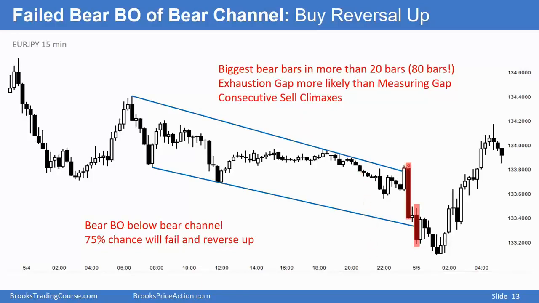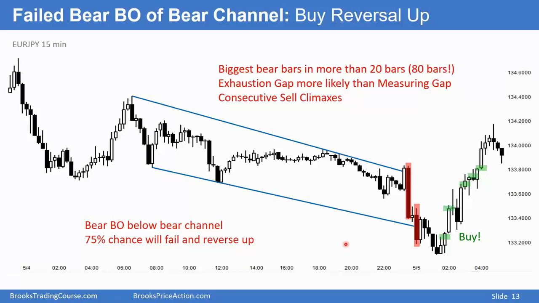The biggest bear bar in more than 20 bars, in fact the biggest bear bar in 70 or 80 bars, more likely an exhaustive end of the trend. Sometimes you get one more sell climax before you get the reversal. Big sell climax, a consecutive sell climax, the market probably will reverse fairly soon. Gap, this close, that low, gap, this close, that low, this close, this low. All of those are probable exhaustion gaps, and the market will probably trade above all of those lows. It did over here, making this bear bar an exhaustion gap rather than a measuring gap.